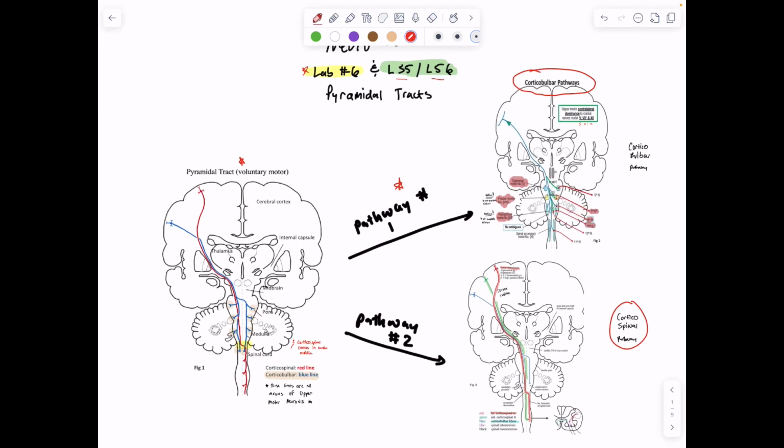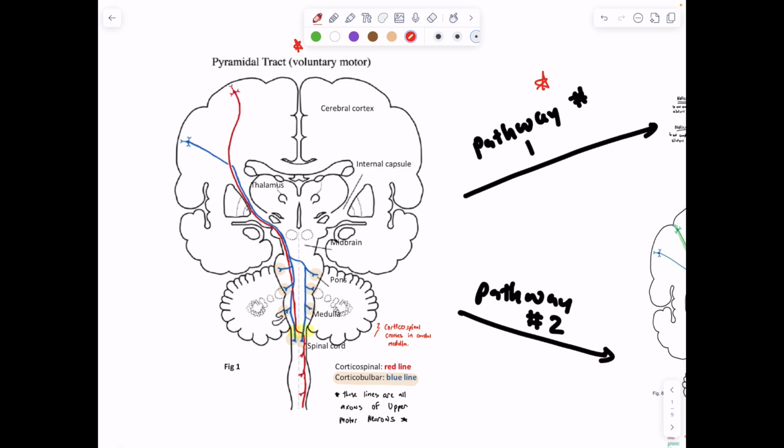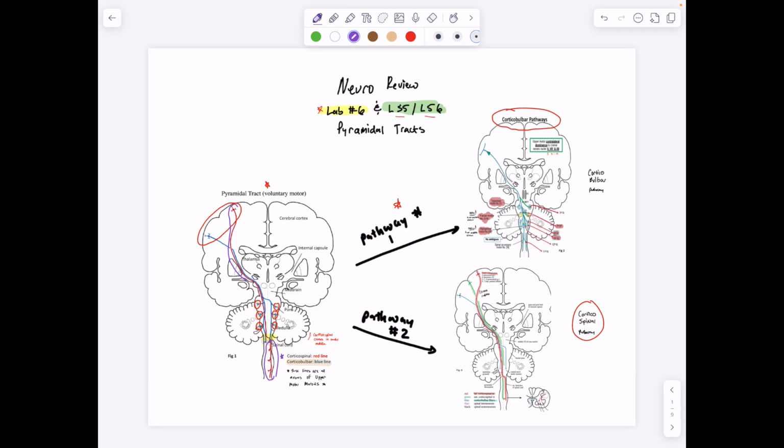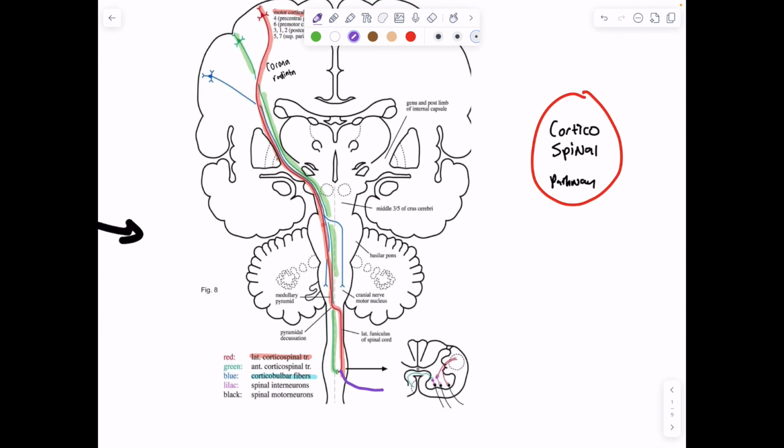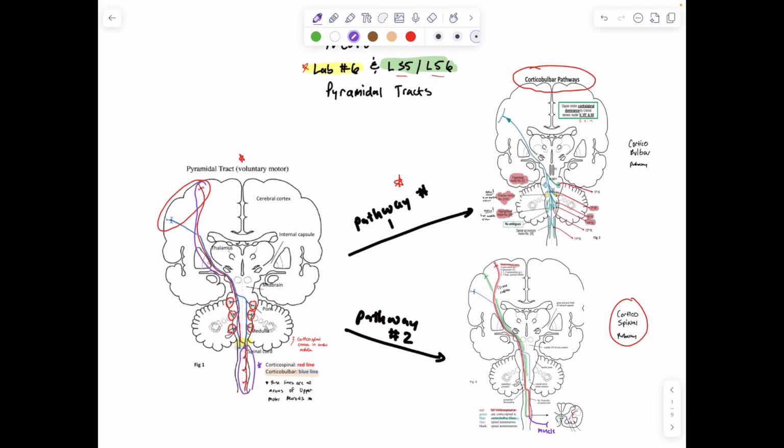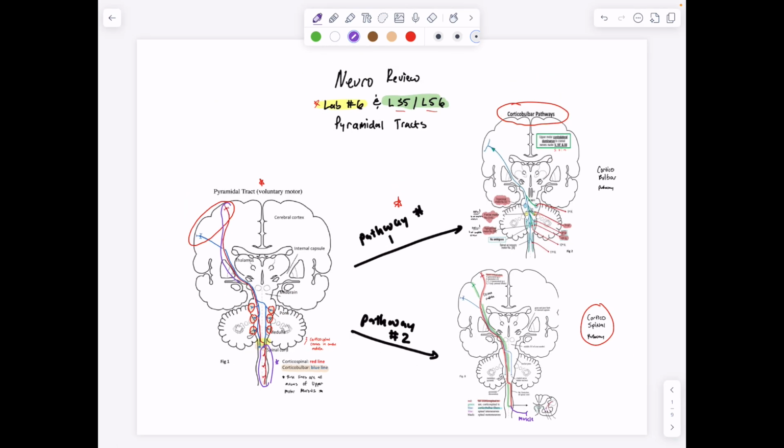All right, so overall, this is just a brief, big picture, and we'll get into more details. We have pyramidal cell bodies in the cerebral cortex, and then they're going to send axons down to synapse in the brainstem in the case of the corticobulbar pathway, and then in the case of the corticospinal pathway, they're going to go into our spinal cord to synapse in the anterior horn. And after they've synapsed in the anterior horn, there's going to be a lower motor neuron that goes out from there and goes to muscle.